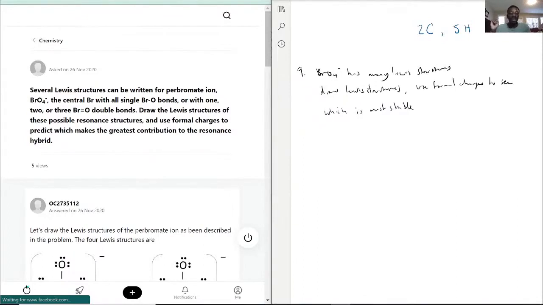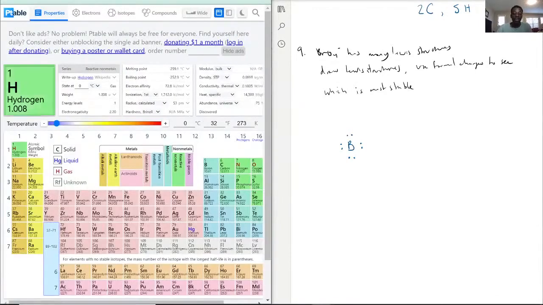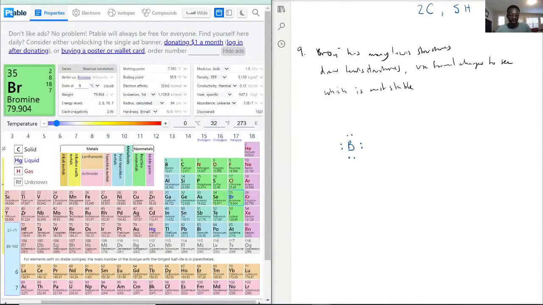So with that being said, let's draw these Lewis dot structures based on these instructions. So we have bromine, and they said a single bond on each one at first. A pretty good place to start would be to figure out how many electrons each is actually donating. If you look at the periodic table, bromine is on the 17th column, so it's going to donate 7 electrons. Oops, that's boron. Bromine is with an R.